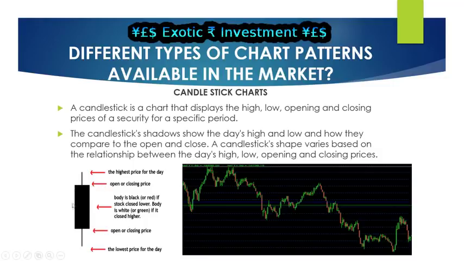This is the open, because if it is a black or a red candle, it opens higher and closes lower. It is the opening point. This is the body and this is the closing point. This is the low point of this particular candle. It may be a day candle or a 1 minute candle, whatever the interval may be. This is the candlestick analysis.